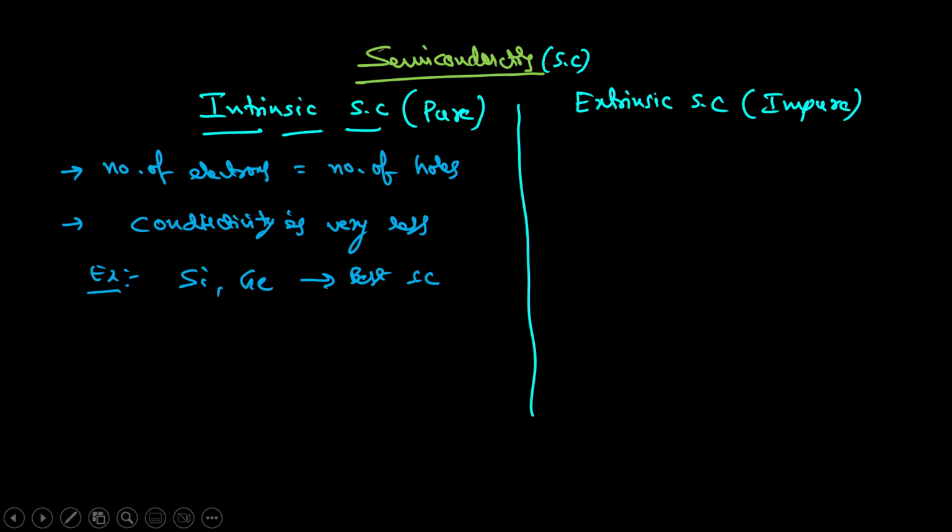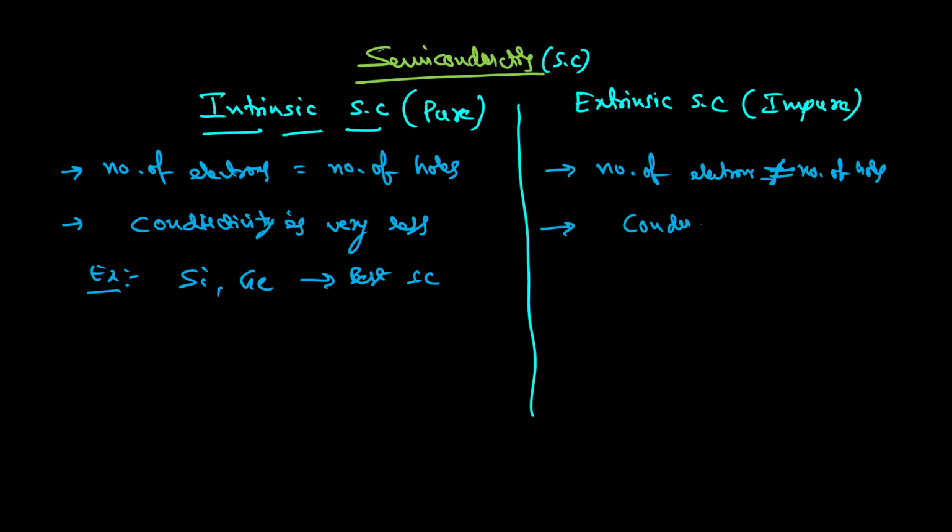In an extrinsic semiconductor, the number of electrons is not equal to the number of holes. Both are not equal. Finally, the total positive charge is equal to the total negative charge, so we can write it is electrically neutral, but the number of electrons is not equal to the number of holes. Those types of semiconductors are called extrinsic semiconductors. Since these two are not equal, the conductivity of these semiconductors is very high.